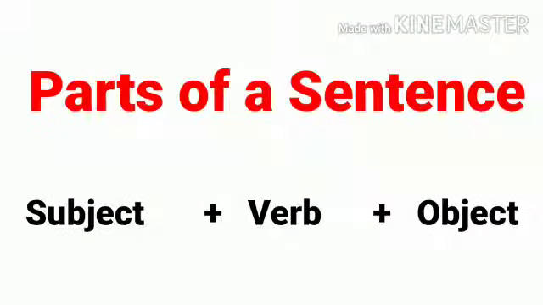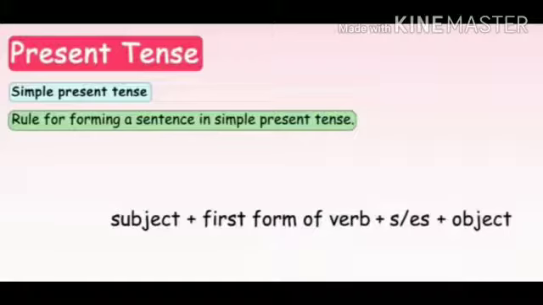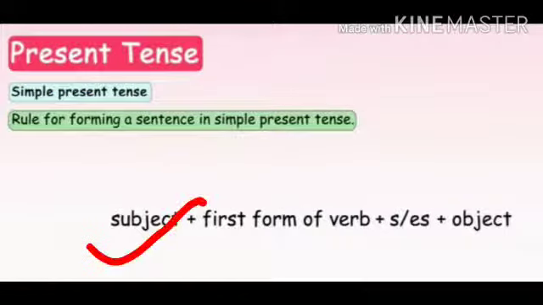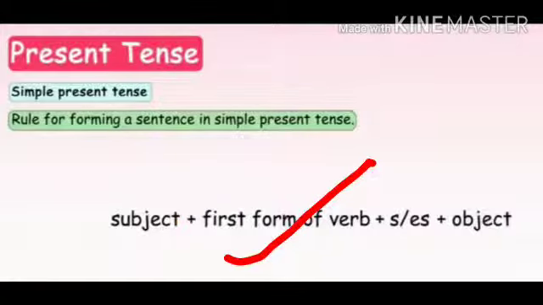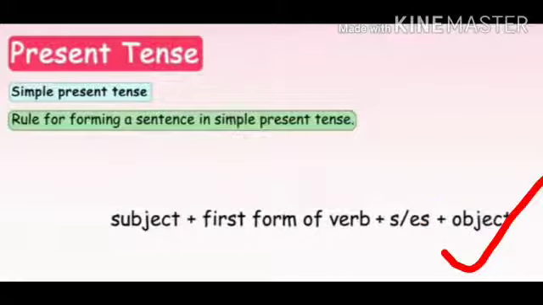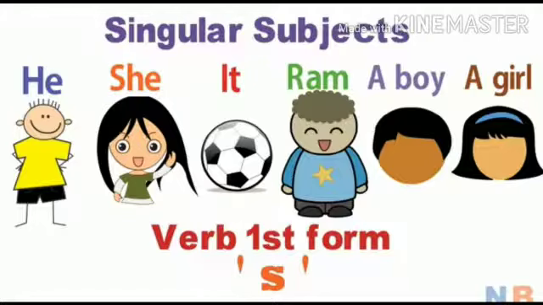Now all of you know and have studied about parts of a sentence, and they are subject, verb and object. Now let us study the rule for forming a sentence in simple present tense. We use subject, then first form of verb, s or es according to the subject, and finally we add object to the sentence. So this is the structure.